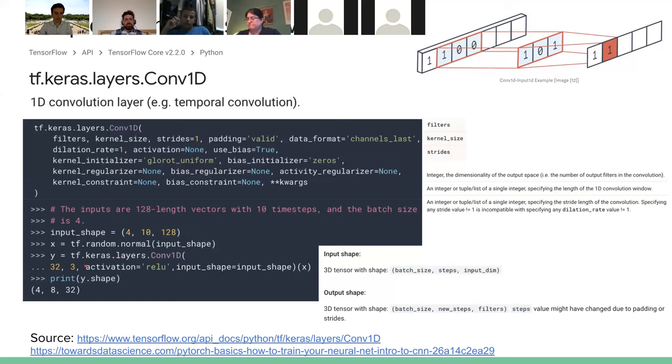So in this case, if your input is 4 by 10 by 128, so let's say you have four sentences, they're 10 tokens long, and they're embedded, so that means that they're 128 dimensional vectors. Your output will be, again, four sentences, that will never change. Due to this convolution, you might do some padding, or you might omit the very first and the very last token, like you did in the image, where you couldn't really go around the image. So your 10 now came down to 8. And then the last dimension is how many times you want to do this in parallel. That was your filters input. That was 32.